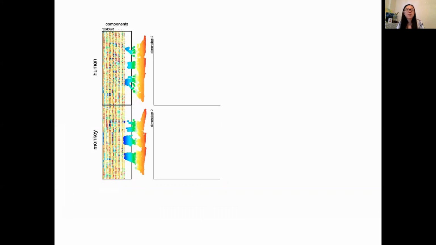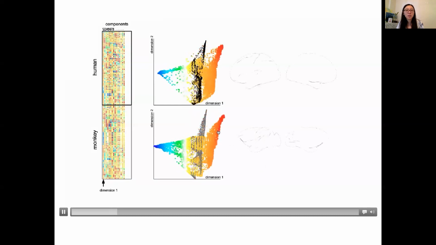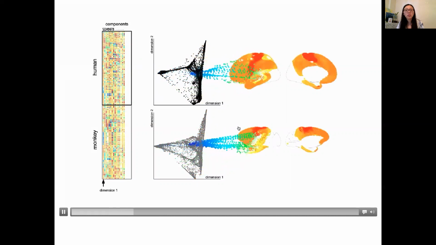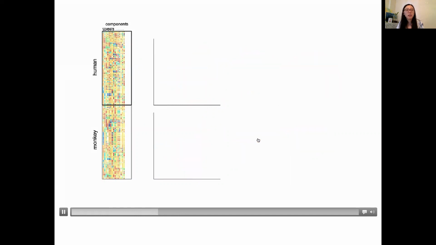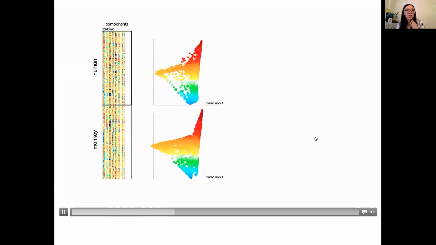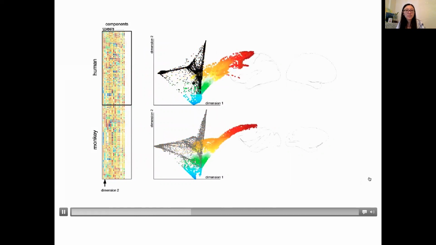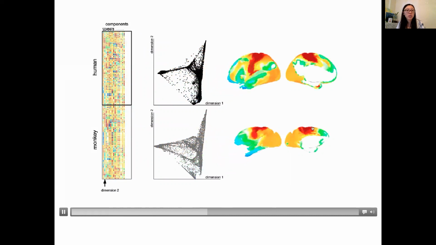So here is the first dimension. Each node in human and macaque can be projected in this high dimensional space. And each node also corresponds to each of the cortical vertices on the human and macaque surface. As you can see here, they align quite well in the high dimensional space and on the surface. This is the second dimension, which highlights the gradient from sensorimotor regions to high order association cortex.